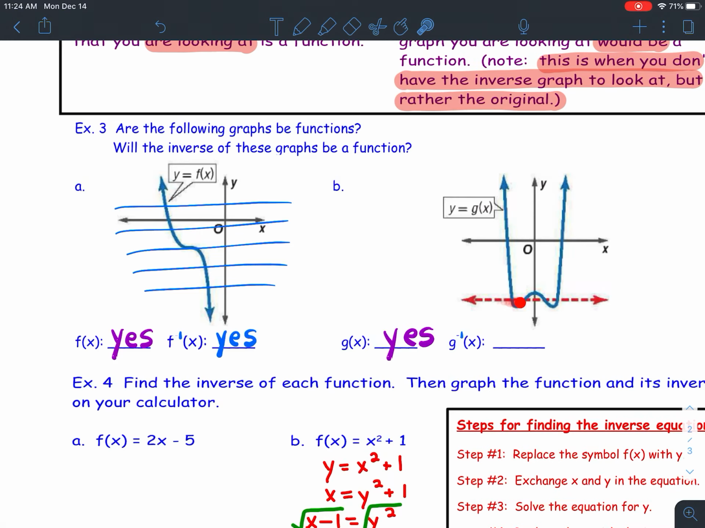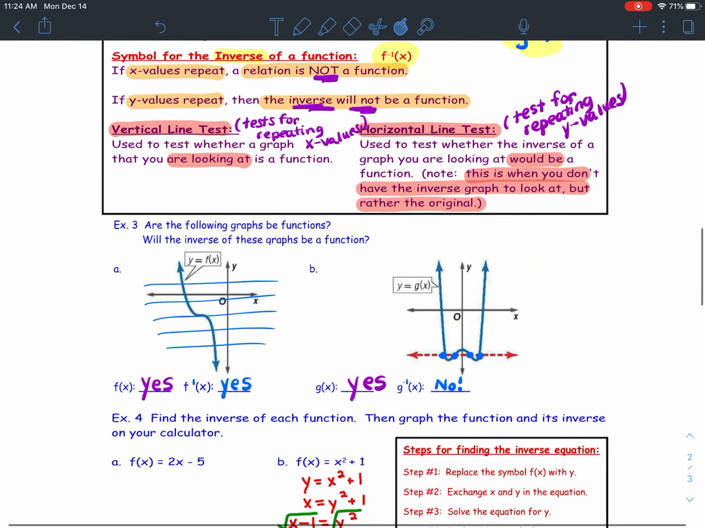You can see this dotted red line that's drawn here is an example of this not passing the horizontal line test. That actually crosses the graph in 4 places, which means that in that location, there are 4 repeating y values. Those 4 repeating y values will become repeating x values if we were to switch this into the inverse graph. So we're going to say no way would this graph end up being a function if we switched it into its inverse. Okay, so you've got to watch how the question is worded, whether you're applying the vertical or the horizontal line test. Okay.